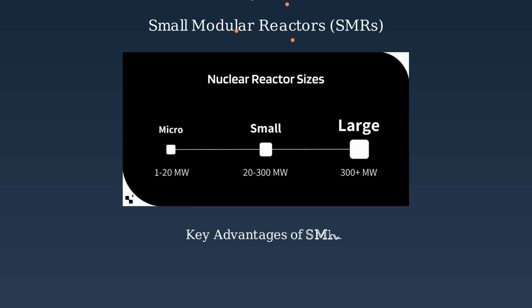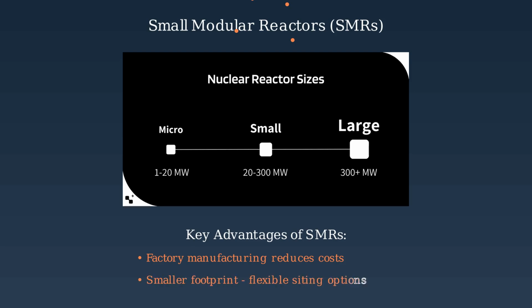SMRs offer several advantages over traditional reactors. They can be manufactured in factories, reducing costs. Their smaller footprint allows more flexible siting options. They incorporate enhanced passive safety features, and they enable scalable deployment where additional modules can be added as energy demand grows.